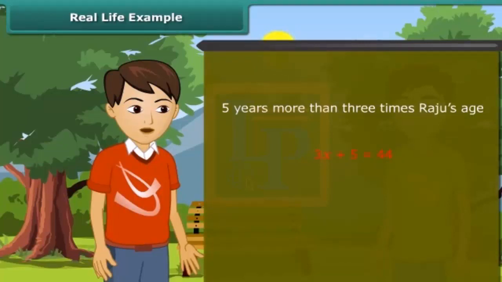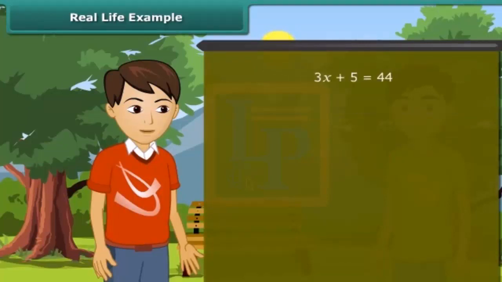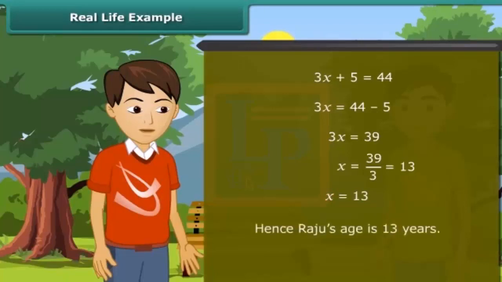Now we will solve this equation. Transposing 5 to the right-hand side, we get 3x, which is equal to 39. Transposing 3 to the right-hand side, we get x as 13. Hence, Raju's age is 13 years.